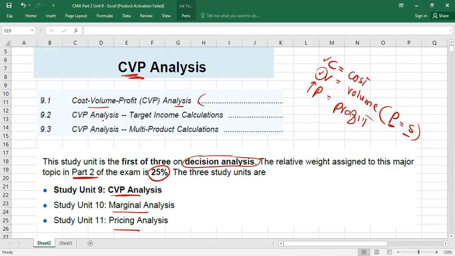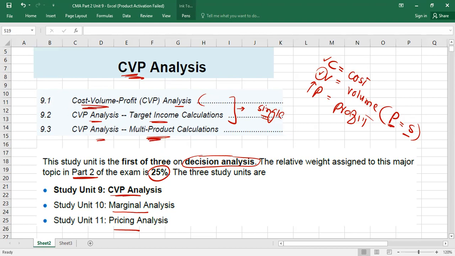And then we have another topic, which is also relevant to CVP analysis. There we will talk about target income. And then the third topic, in which we will talk about how to calculate the break-even point and other things, but relevant to multi-products. So the first 2 topics are relevant to a single product, like what if you are manufacturing and selling a single product. Then we will talk about multi-product. So I'm starting from here first, the overview.